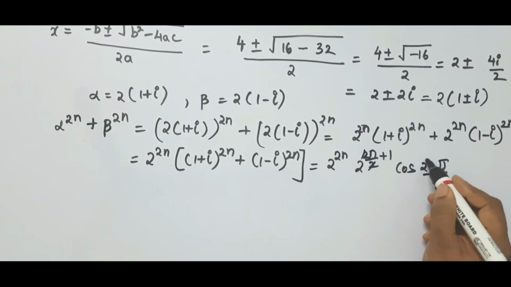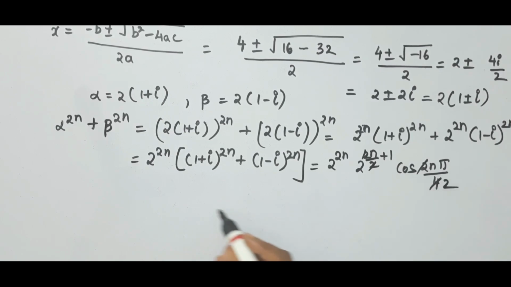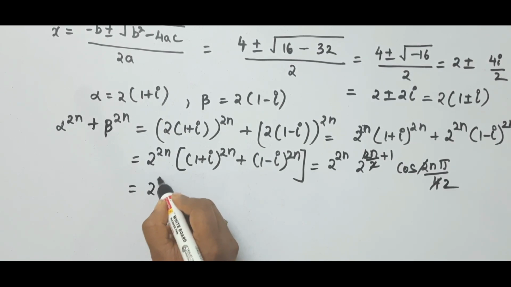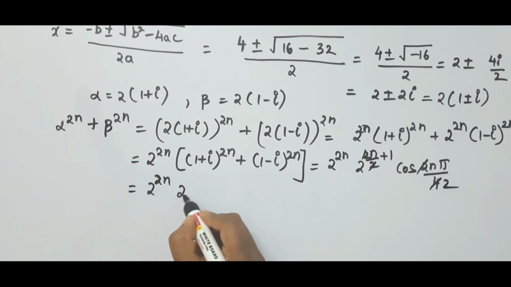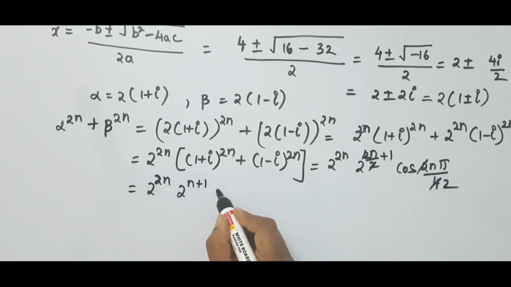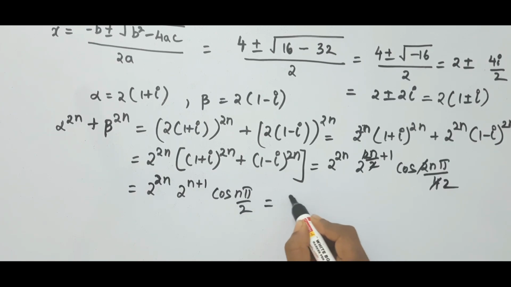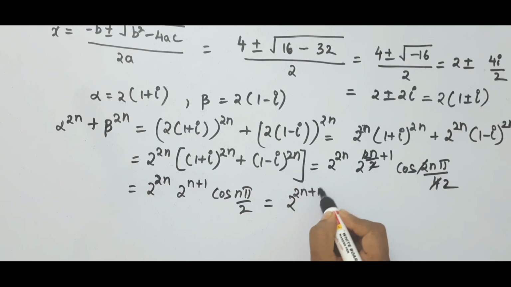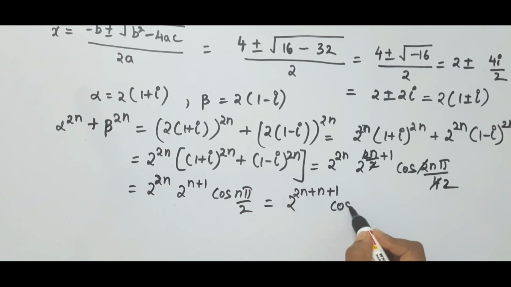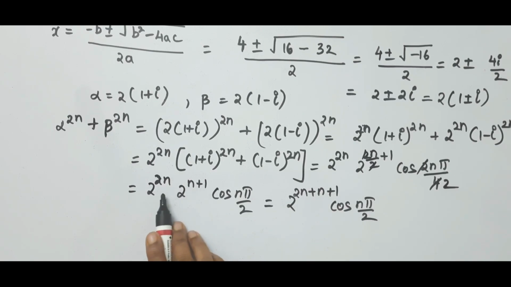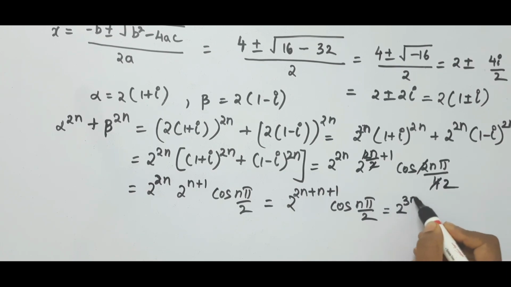So here 2 cancels, here 2 2's. So finally we got 2 power 2n into 2 power n plus 1 into cos n pi by 2. So this is equal to 2 power 2n plus n plus 1 into cos n pi by 2. 2 power 2n into 2 power n plus 1, I have just added the powers. So this becomes 2 power 3n plus 1 into cos n pi by 2 is the final answer.